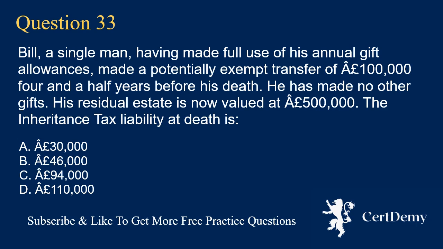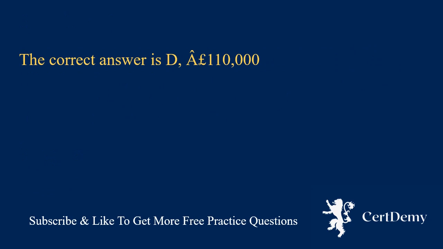Question 33. Bill, a single man, having made full use of his annual gift allowances, made a potentially exempt transfer of £100,000 4.5 years before his death. He has made no other gifts. His residual estate is now valued at £500,000. The inheritance tax liability at death is: A. £30,000. B. £46,000. C. £94,000. D. £110,000. The correct answer is D. £110,000.